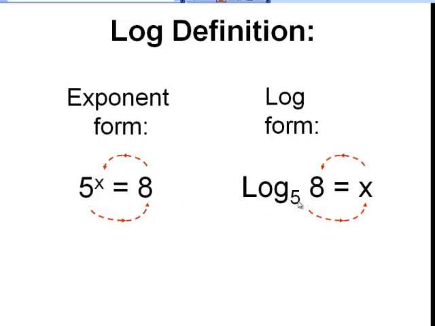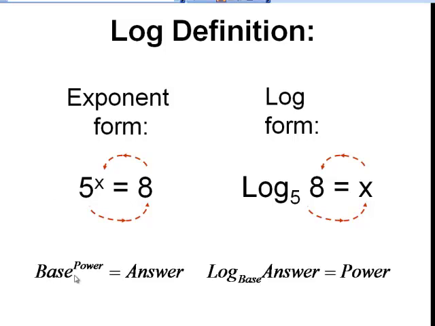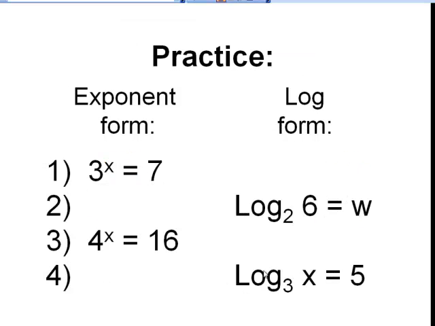Or start with a base, 5, go across to x, and then 8, so it's 5 to the x equals 8. It's always going counterclockwise. You have a base to a power equals your answer, or log, your base goes down at the bottom, answer is equal to your power. Now, just for some practice, if you have 3 to the x equals 7, if you want to rewrite that, 3 is your base, cross to 7, x. So it's log base 3 of 7 equals x.